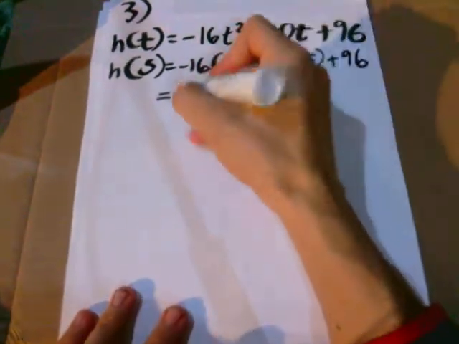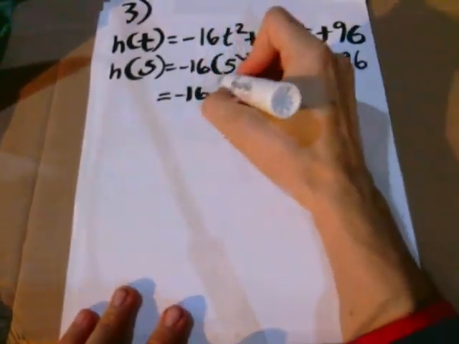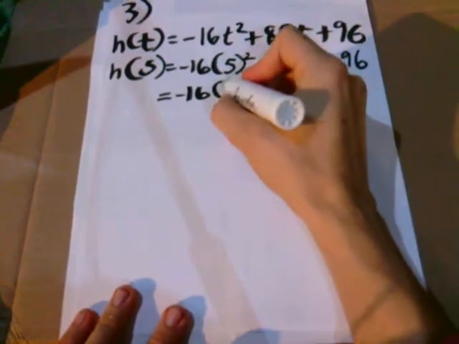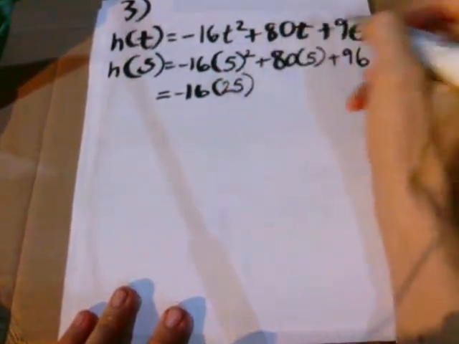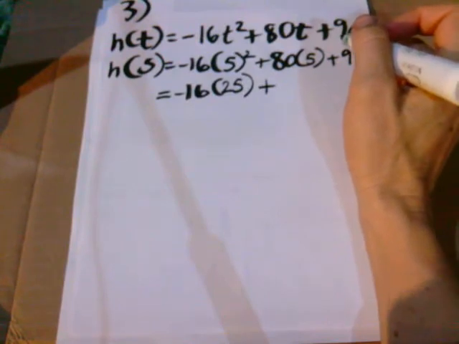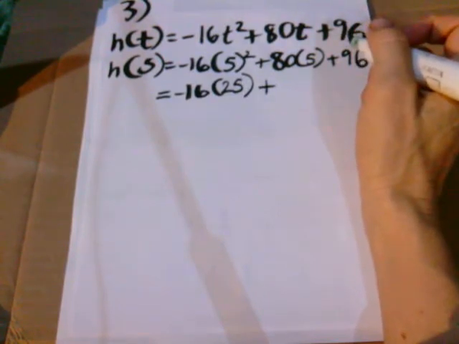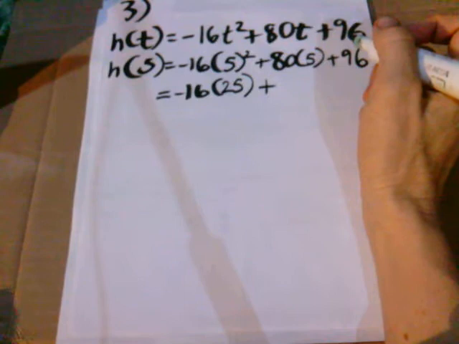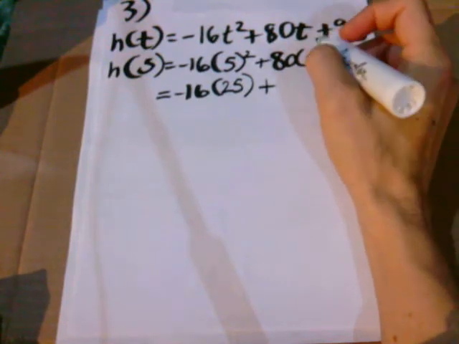And this gives us -16 times 25 plus 80 times 5 is 400 plus 96.